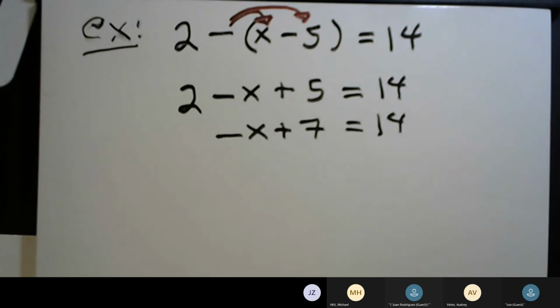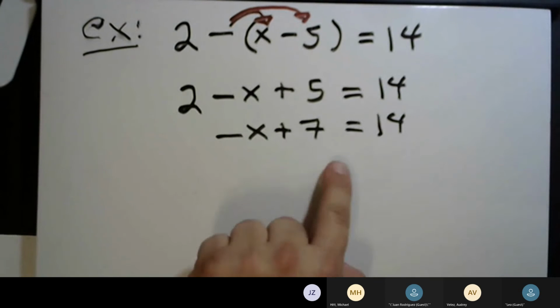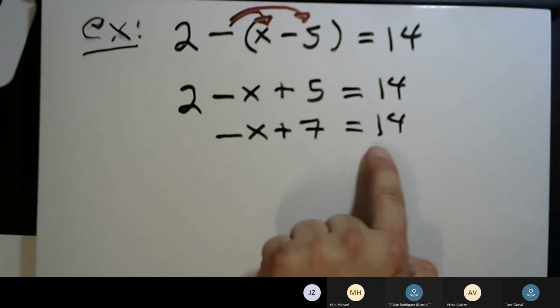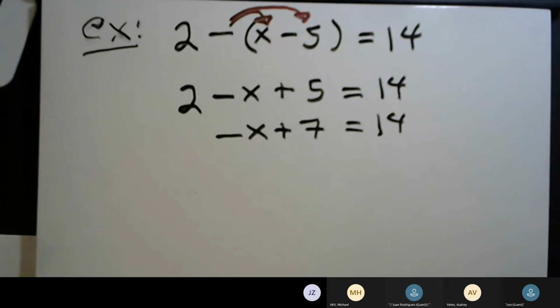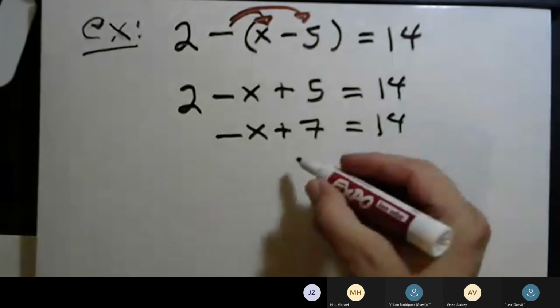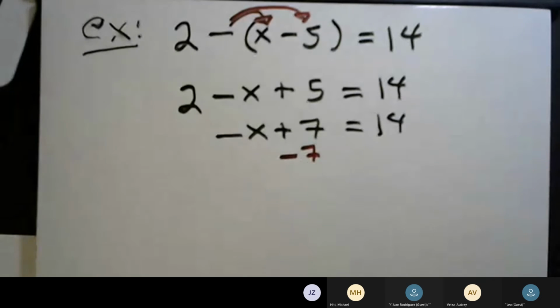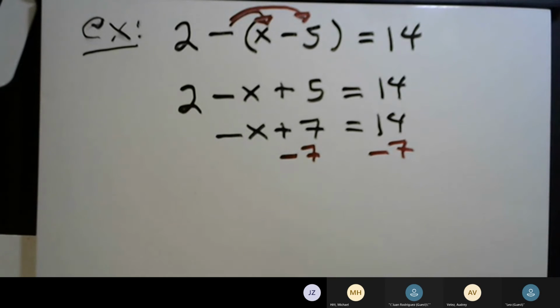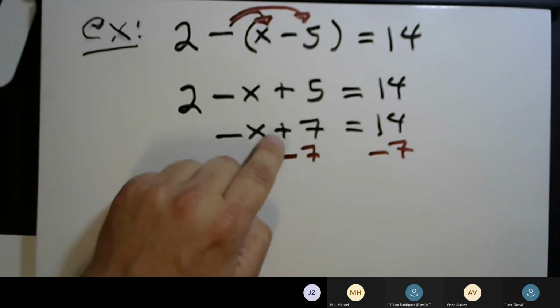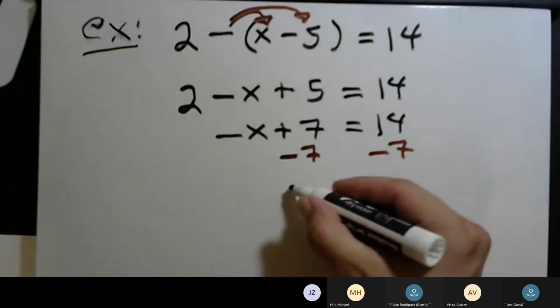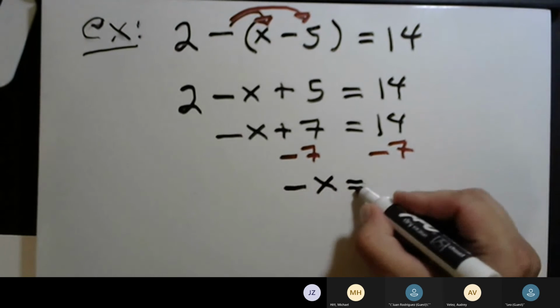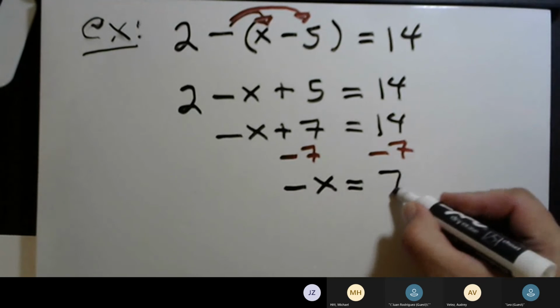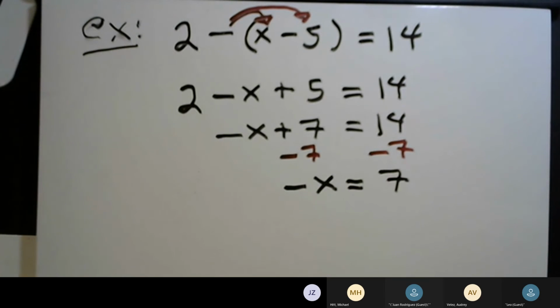Now, we want to get x by itself. We're going to try to balance x on one side by itself with some number, and that tells us what x is. So we're going to do opposites. The opposite of adding 7 is subtracting 7. And what we do to one side, we have to do to the other. So when we do the opposite, they cancel out. And 14 minus 7 is going to be 7.